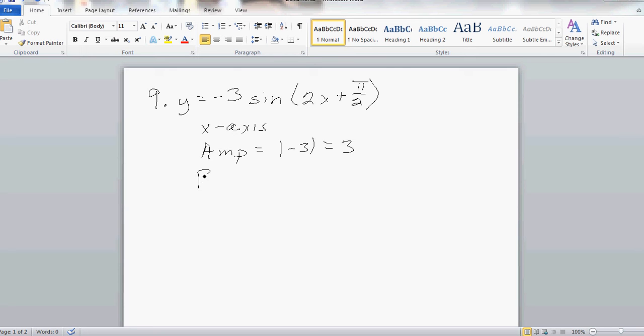The period, since we're talking sine, is 2 pi over 2, which simplifies to pi. And the phase shift will be -pi over 2 over 2, which equals -pi over 4. So we're going to shift pi over 4 to the right. Something that seems a little bizarre, but we're going to shift pi over 4 to the right.